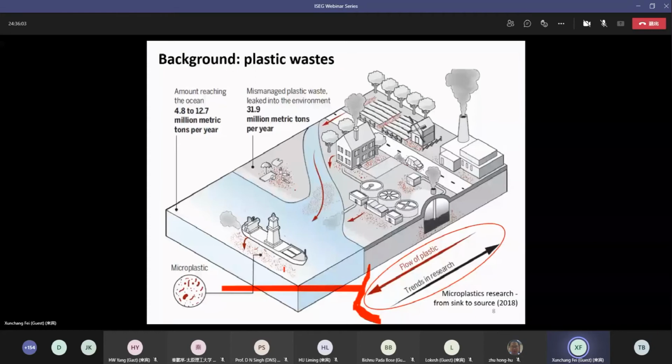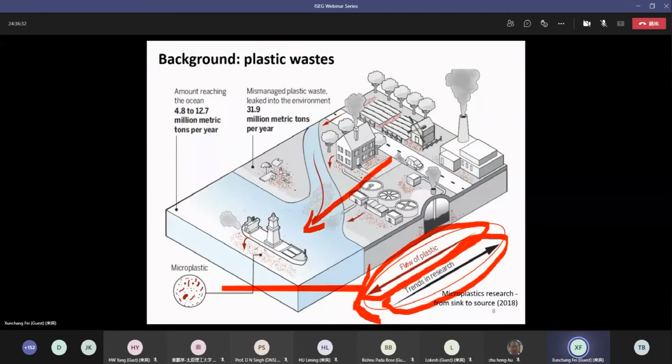Sorry, the arrow below, the black arrow here, says that the trend of plastic waste research starts in the ocean or marine environment, the aquatic environment, then gradually moves on to the so-called terrestrial environment, meaning the soil and land, where all these plastic wastes are generated. On the other hand, the flow of the plastic is actually from the land to the ocean, meaning from human activities, from manufacturing, waste generation, and waste disposal to the natural environment.